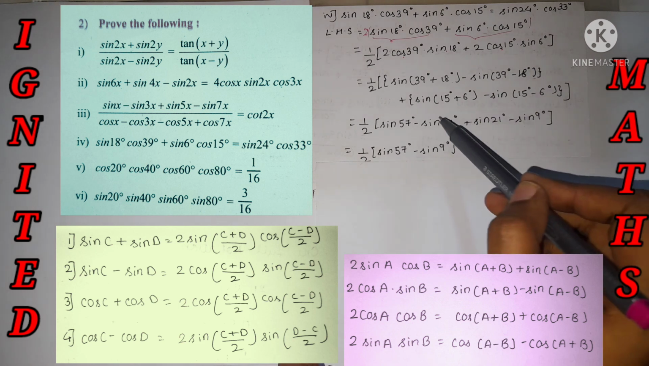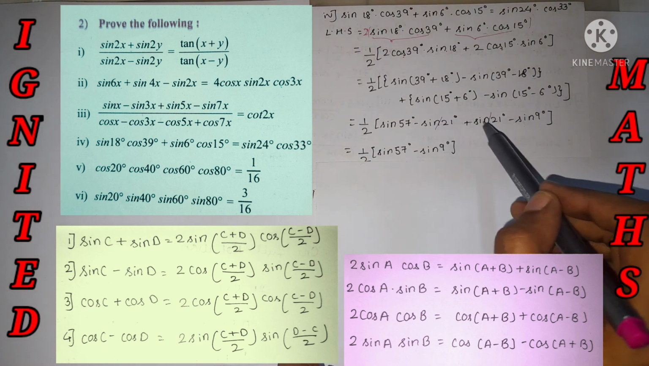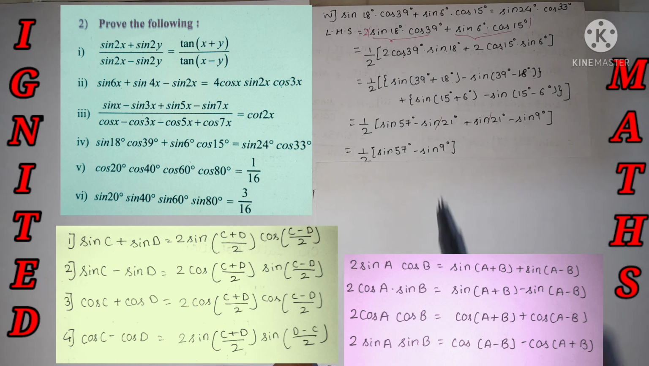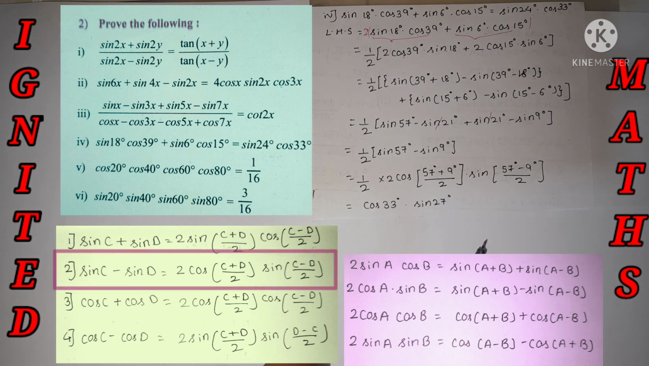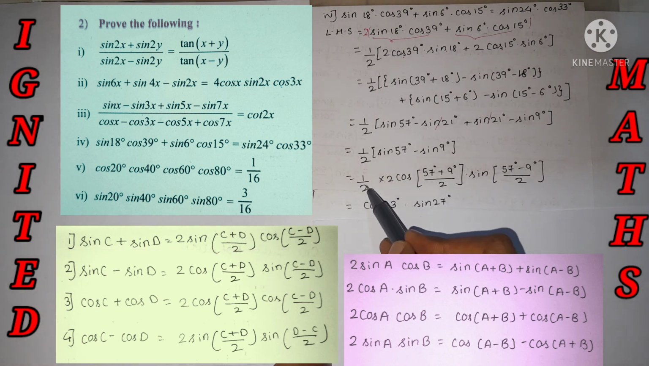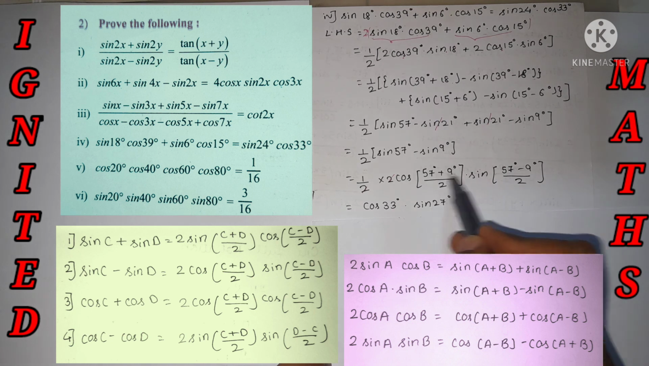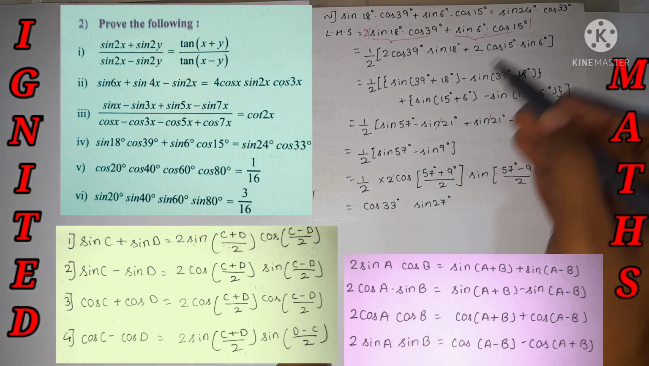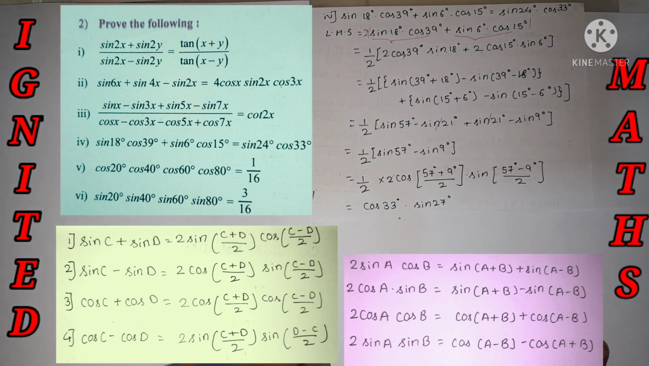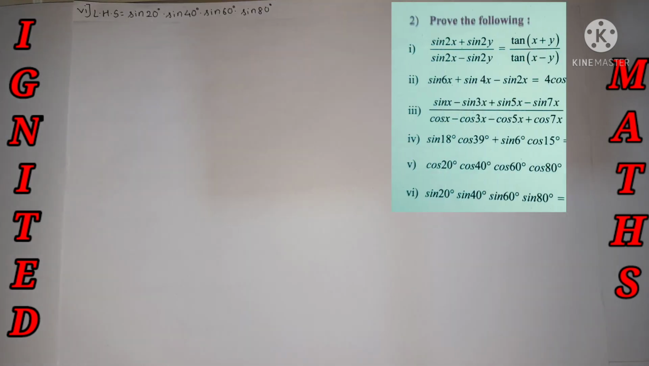Yes, over here they cancel off: minus sine 21 degree plus sine 21 degree and minus sine degree. So can we apply the sine c minus d formula? Yes, just apply it. And over here the 2 and 2 cancel off. Just do the calculation and it's nothing but the RHS value. We have found it with the 6th sub question.